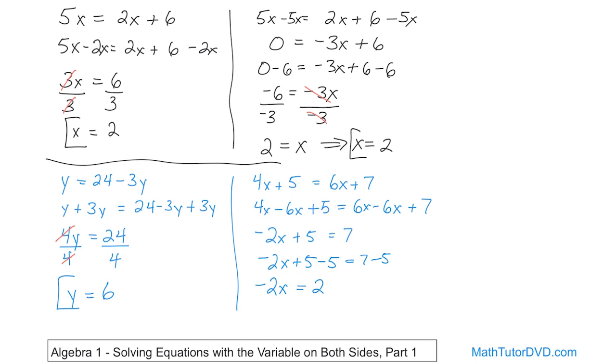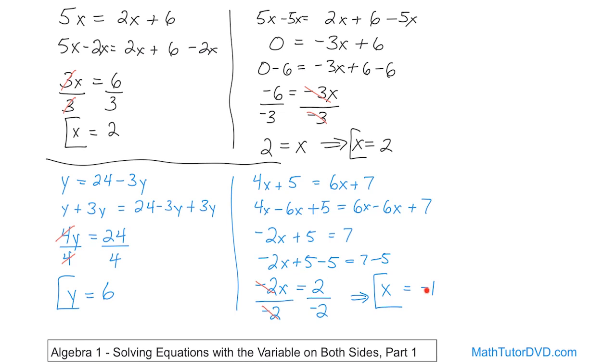How do we get x by itself? We divide the left side by negative 2 and the right side by negative 2. As we've been doing many times, the negative 2's cancel. So x is the only thing left on the left-hand side. What is 2 divided by negative 2? 2 divided by 2 is 1, and since you have opposite signs here, it's going to be negative 1. That's the rules of division. Negative 1 is the right answer.